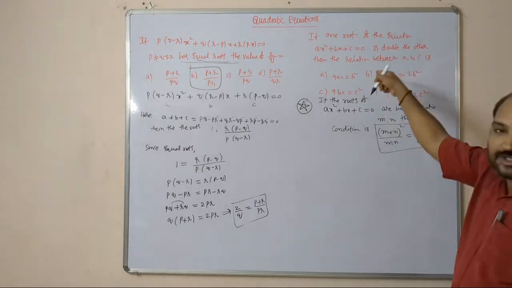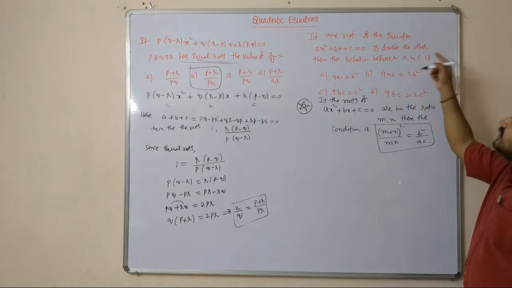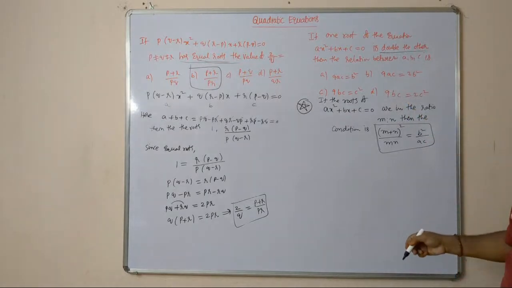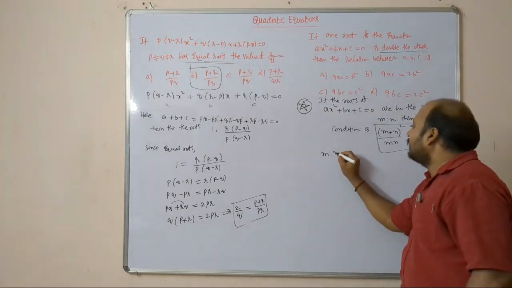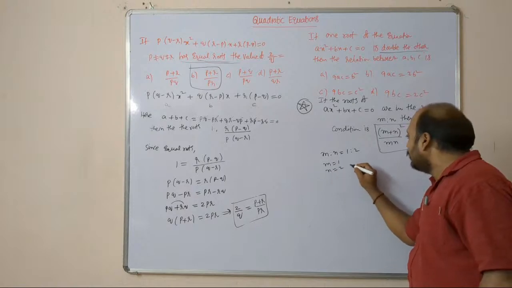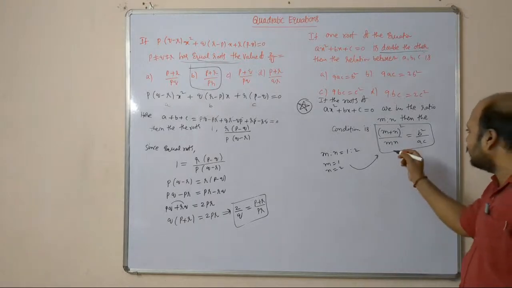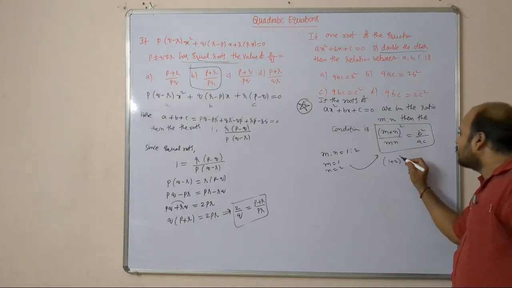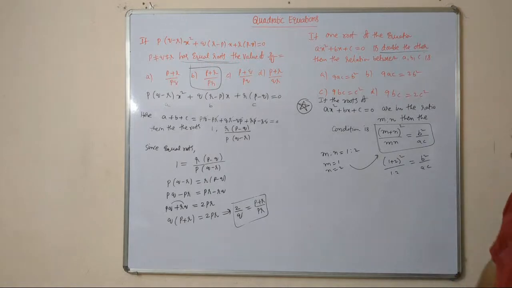Now come to this question. If one root of the equation ax square plus bx plus c is double, that means one root is 1, another root is 2. So m is to n is equal to 1 is to 2, so m is equal to 1, n is equal to 2. Substitute in this formula, you can get the answer, dear students. So (1 plus 2) whole square by 1 into 2 is equal to b square by ac.